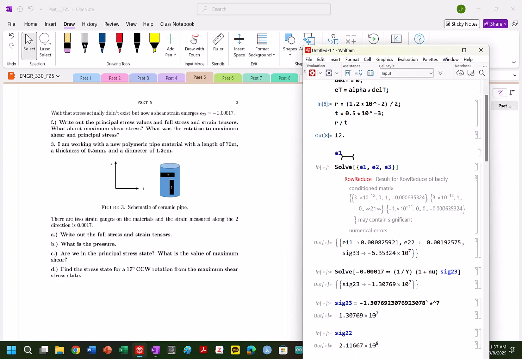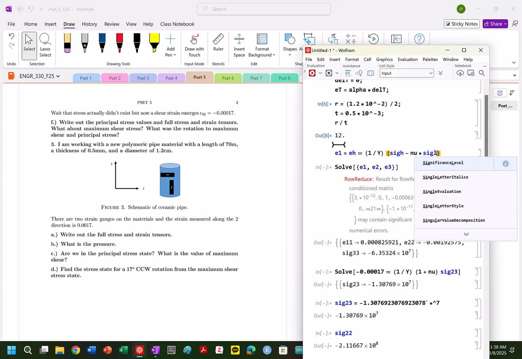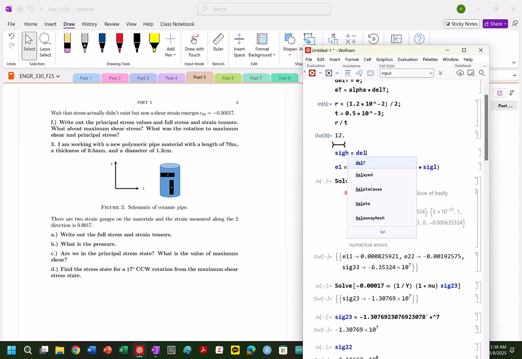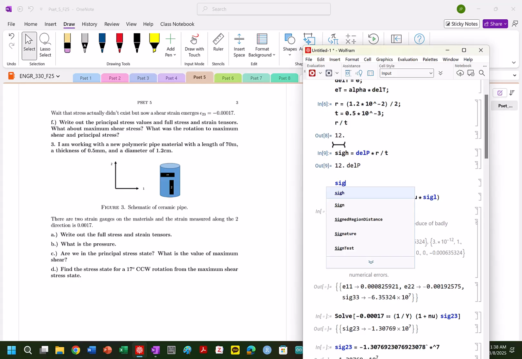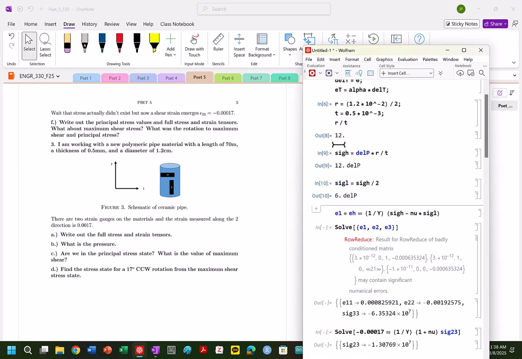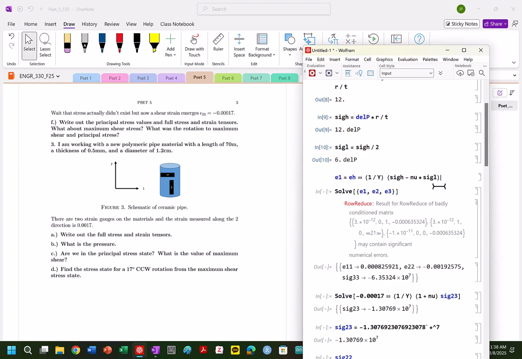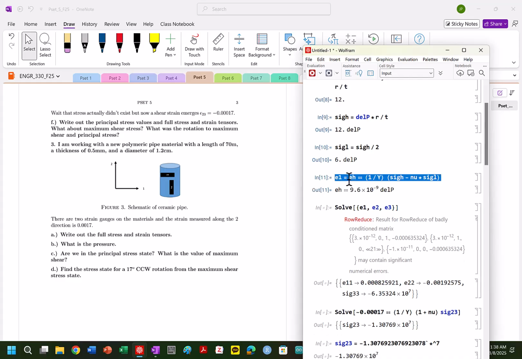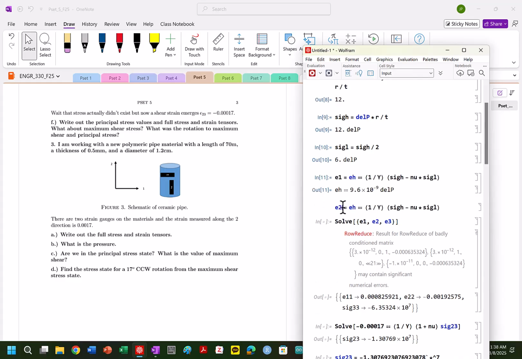So I'm going to say E1 equals EH, set it equal to 1 over Y times sig H minus mu times sig L. Let's define sig H equals del P times R divided by T. Sig L equals sig H divided by 2. Half of it, our hoop stress is always larger than that. That's our E1 equation. This is going to be our E2 equation: EH, EL, sig L, sig H. Fantastic. We love thin-walled pressure vessel problems.